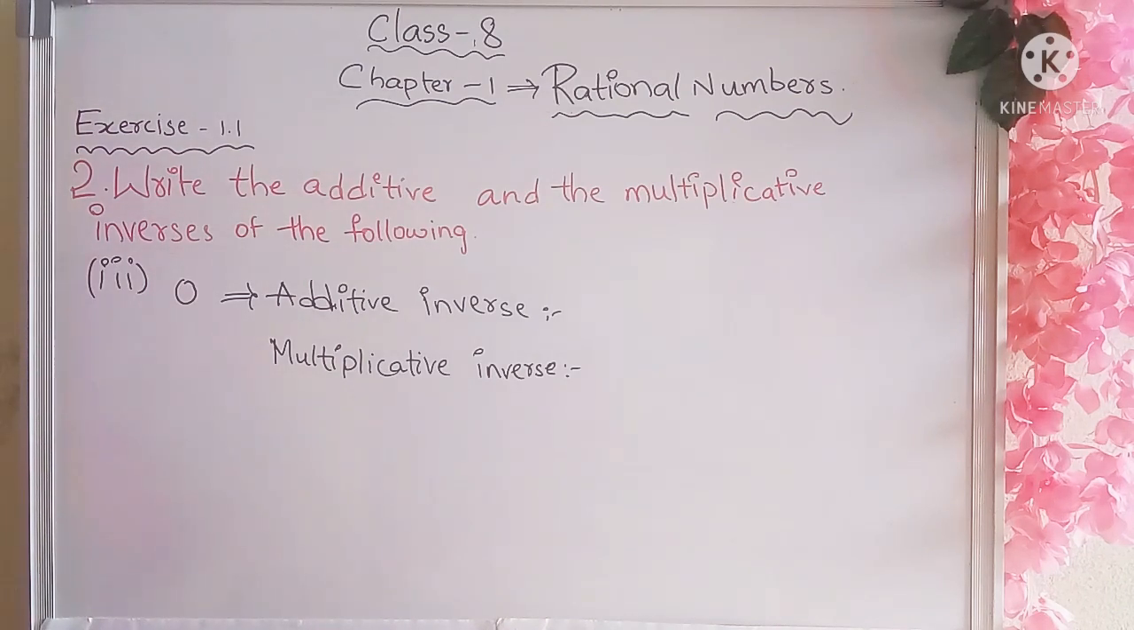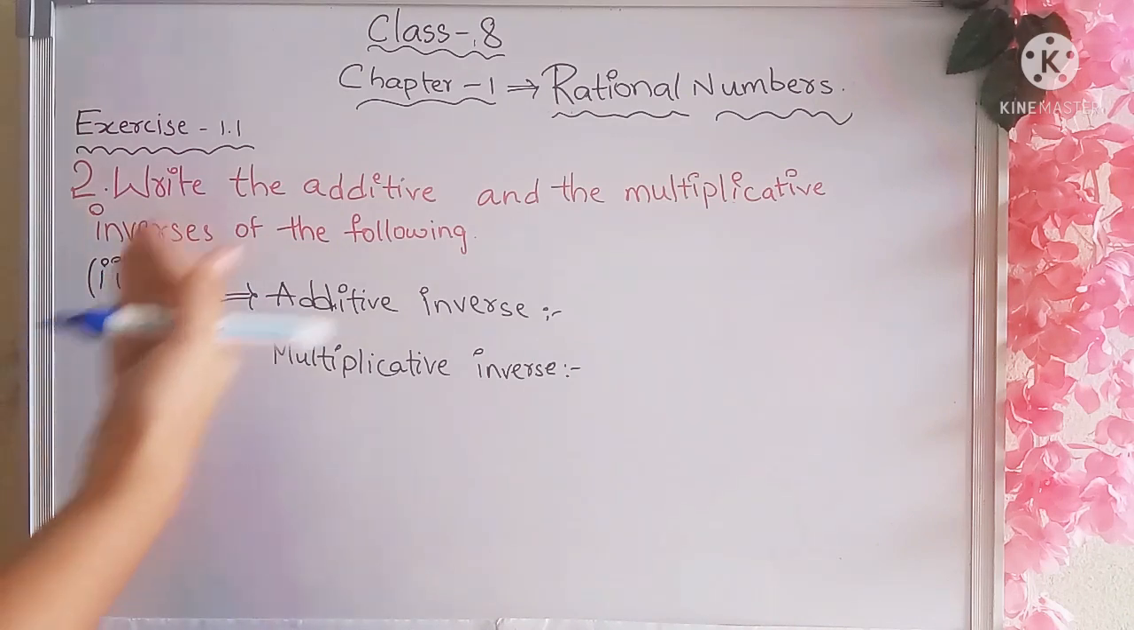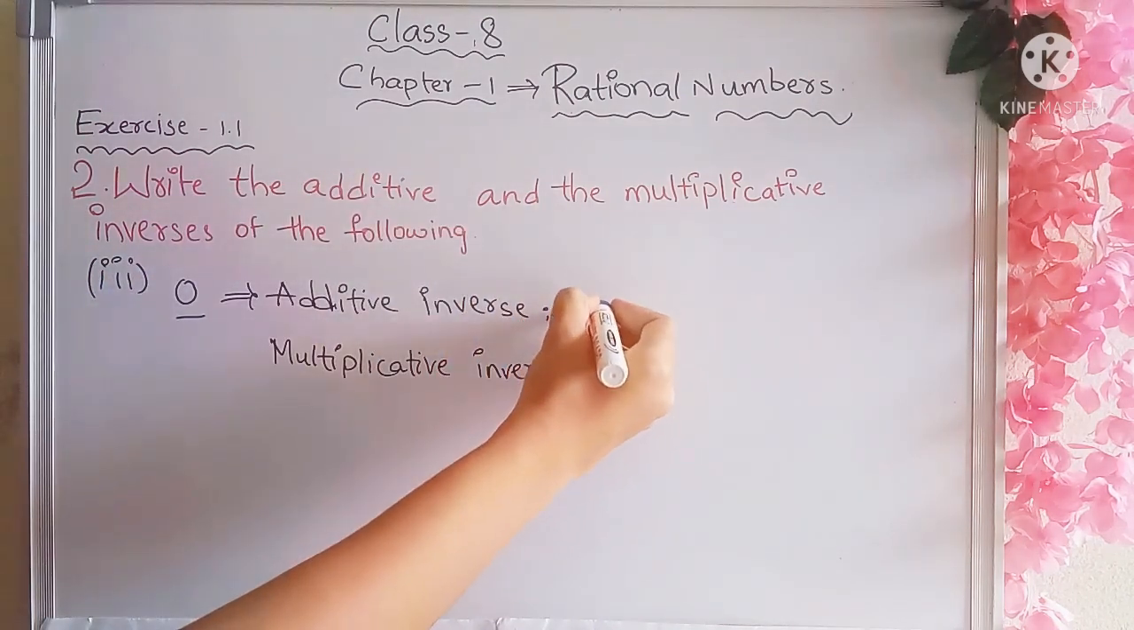Now we have to find the additive inverse and multiplicative inverse of 0. What is the meaning of additive inverse? 0 does not have any negative or positive sign. 0 is neither positive nor negative. So the additive inverse of this becomes 0 only.